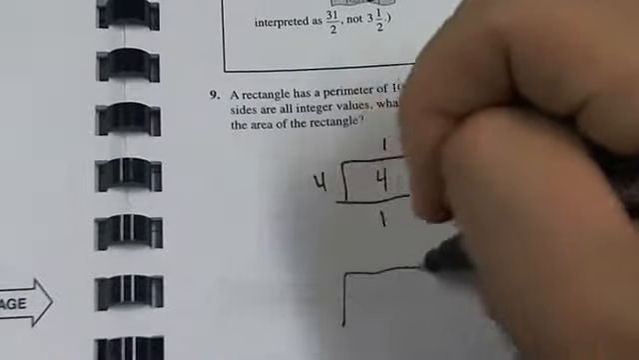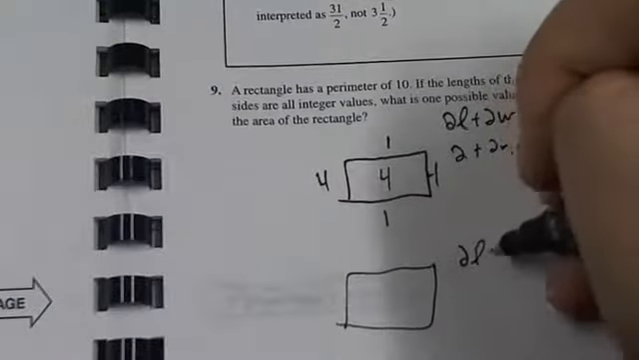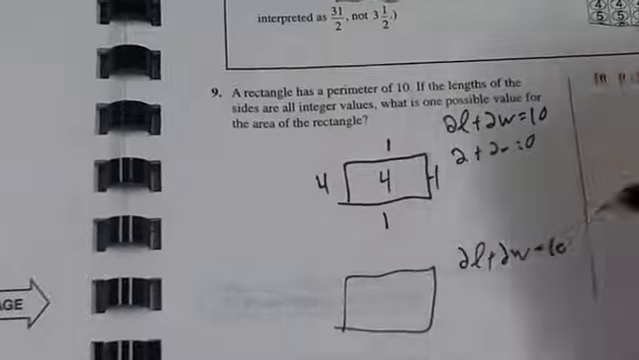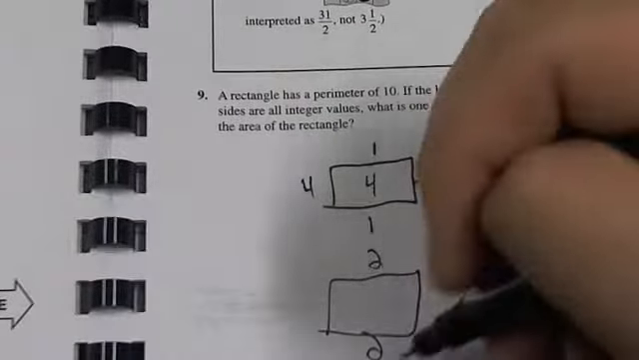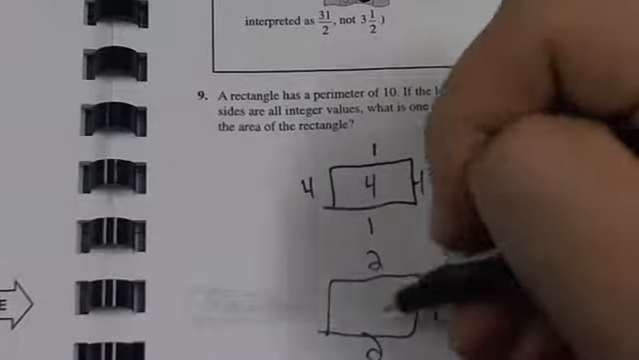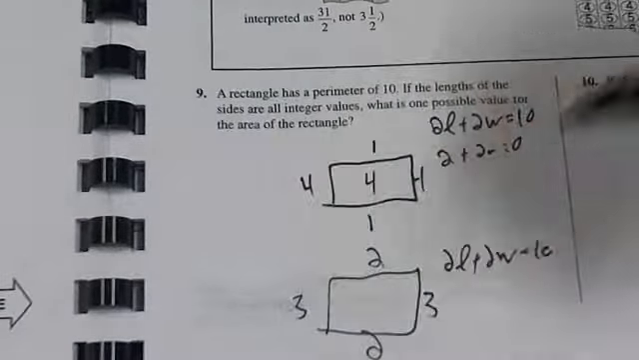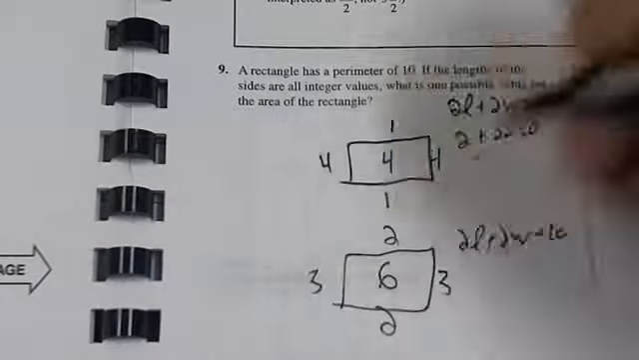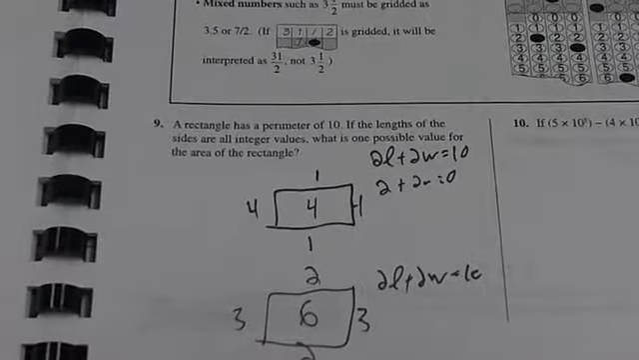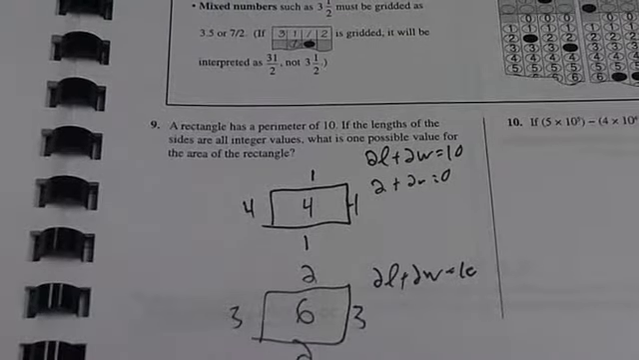Alright, is that all of them? Let's see. 2L plus 2W is equal to 10. Let's see if L is 2. 2 and 2, that'll give you 4. So you're left with 6, so that has to be 3. So it's 5 and 5 gives you 10. Alright, so that's pretty much it. So then this area is 6. So there's 2 possible areas, 4 and 6, based on the sides if they're integers.